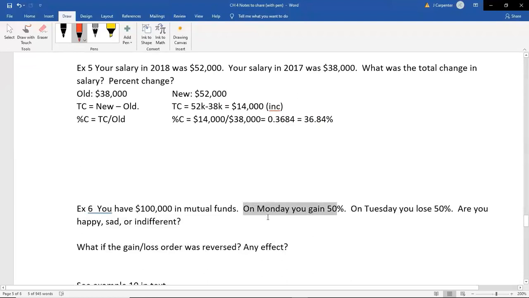So your mutual fund, this happens to you, and it usually doesn't happen in mutual funds. So again, we're just having a scenario for fun. On Monday, you gain 50%. Holy cow, that's insane. And you go, all right, well, do I pull my money now or do I let it ride? And you go, let's let it ride.